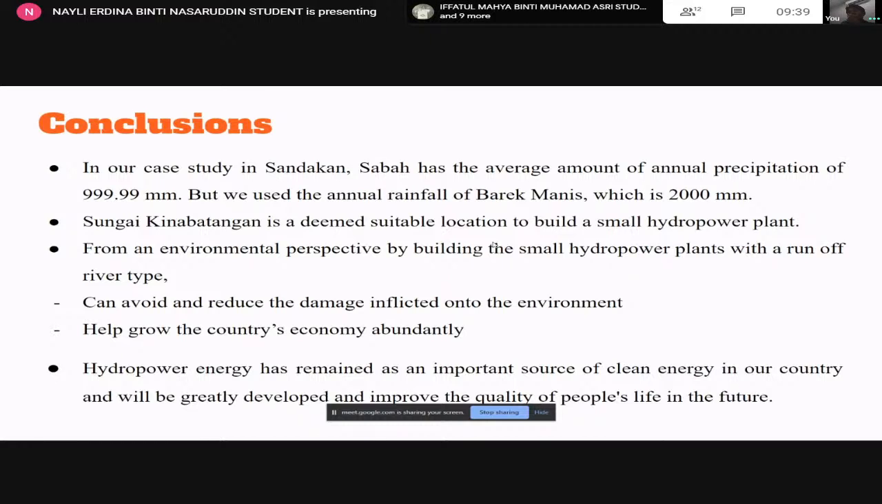Malaysia's priority is focusing on securing more raw material like natural gas and coal to match the future power generation and domestic demand, since hydropower is not a major source of power for Malaysia. However, hydropower energy has remained an important source of clean energy in our country and will be greatly developed and improve the quality of people's life in the future.